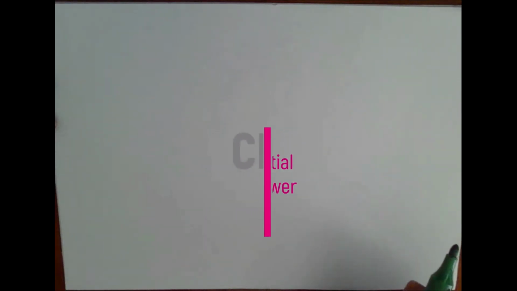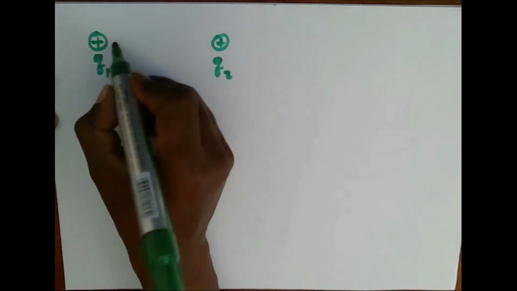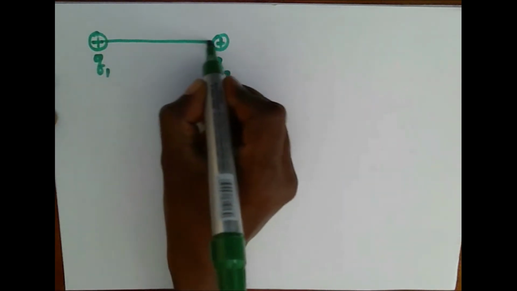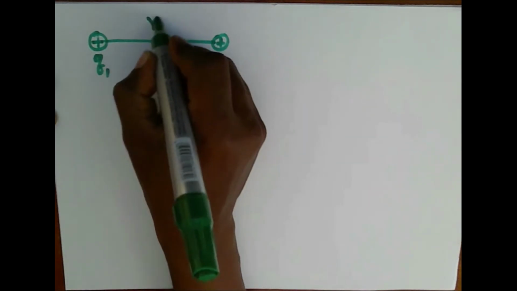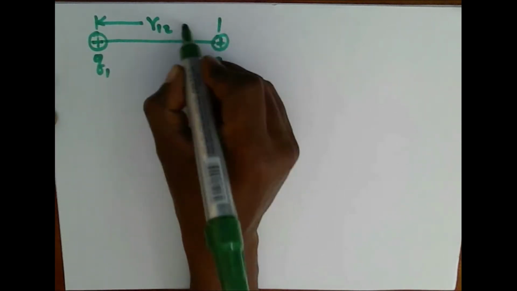For more explanation, let us start from two charges. Let's say we have charge 1, which is Q1, and charge 2, which is Q2. They are separated by a distance of R12. Let's say this distance is R12.